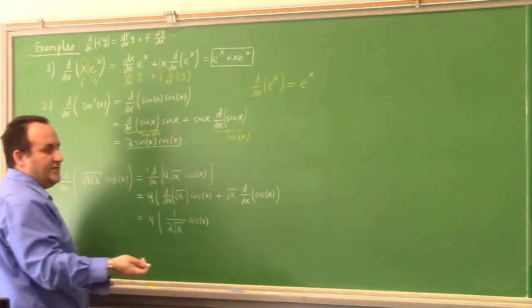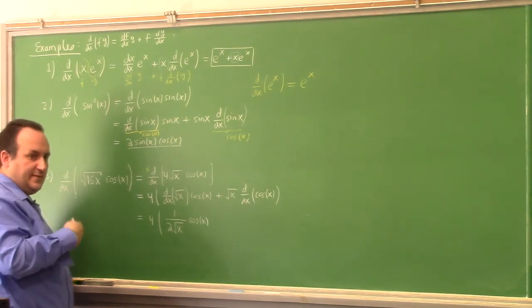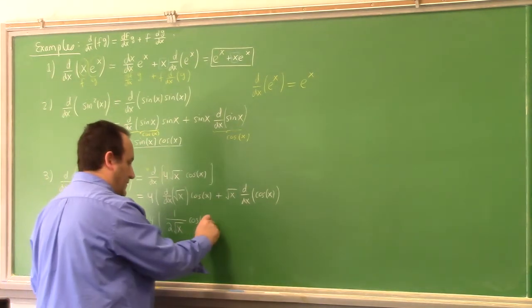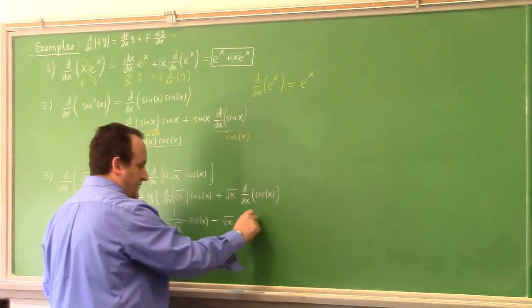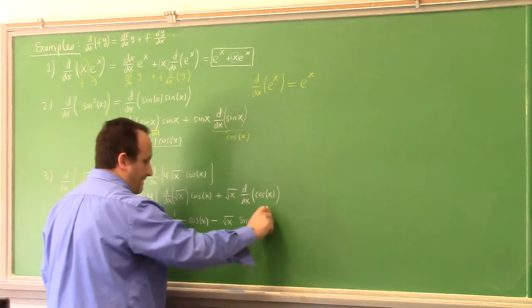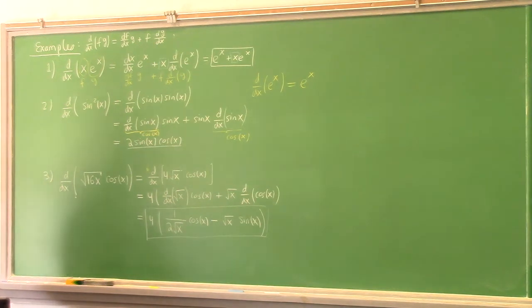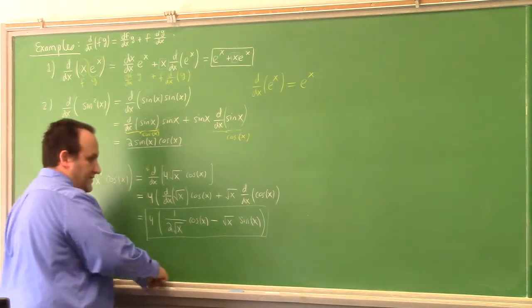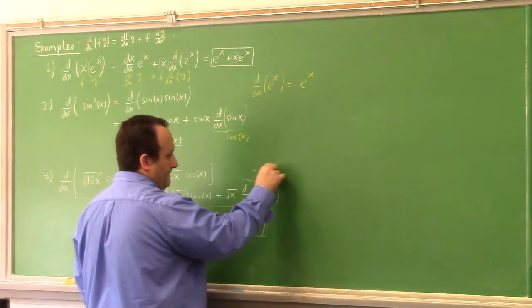What's the derivative of cosine? Well, the derivative of cosine was not sine, but it was minus sine. So we have minus the square root of x times sine of x. There you go. Because the derivative of cosine is minus sine.